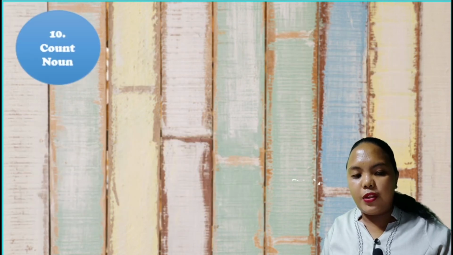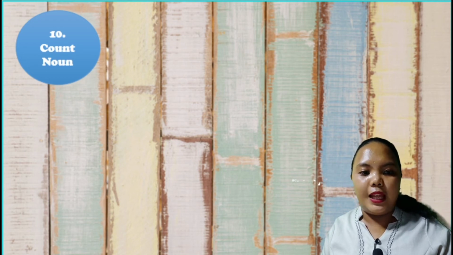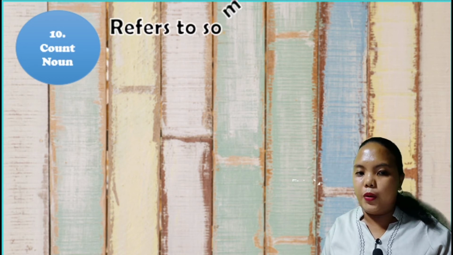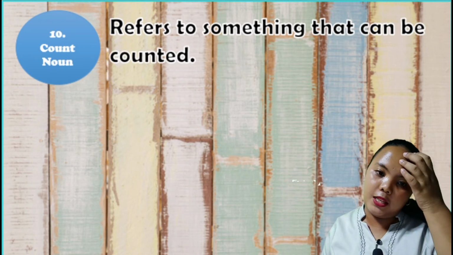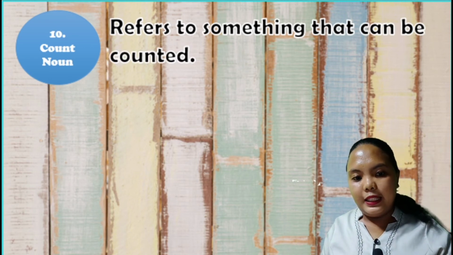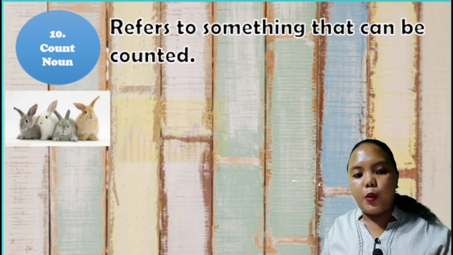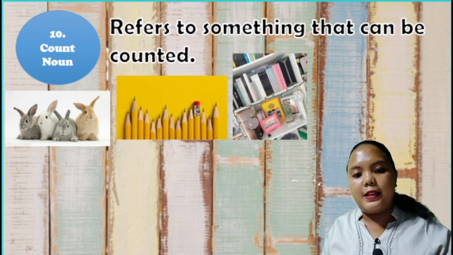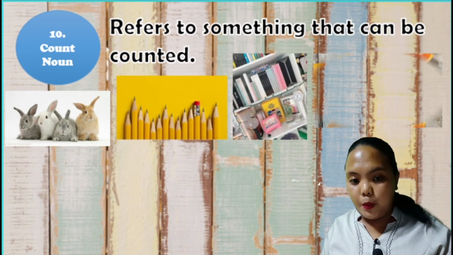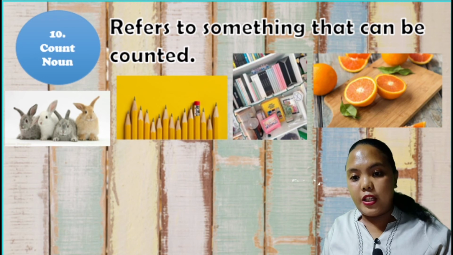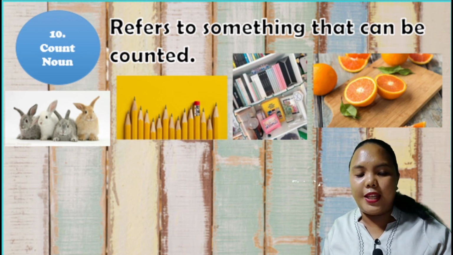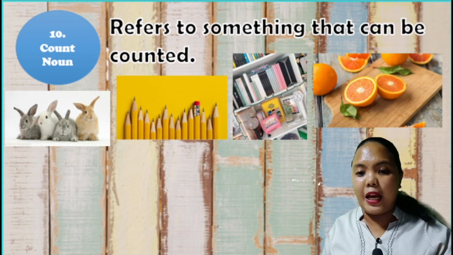Now we are down to number 10, or the 10th type of noun that we are going to learn today. The 10th type is count noun. Count noun refers to something that can be counted. For example, rabbits, pencils, albums, and oranges. Basically anything that you can count is a count noun.